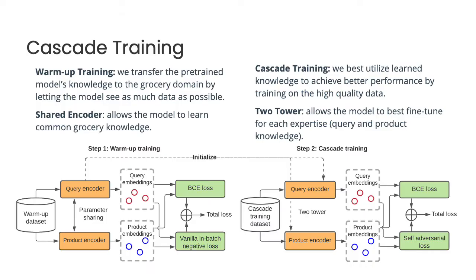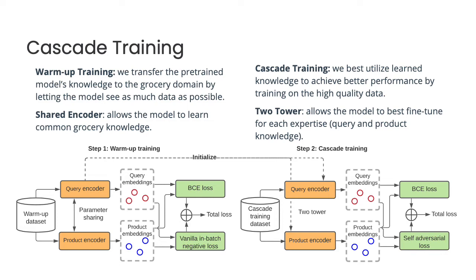To address the noisy data problem, we propose cascade training as shown in the slide. We first warm up the model with a noisy but large dataset. This way, we transfer the pre-trained model's knowledge to the grocery domain by letting the model see as much data as possible. And then we train the model on a smaller and high-quality dataset. In this step, we best utilize the learned knowledge to achieve better performance by training on the high-quality data.